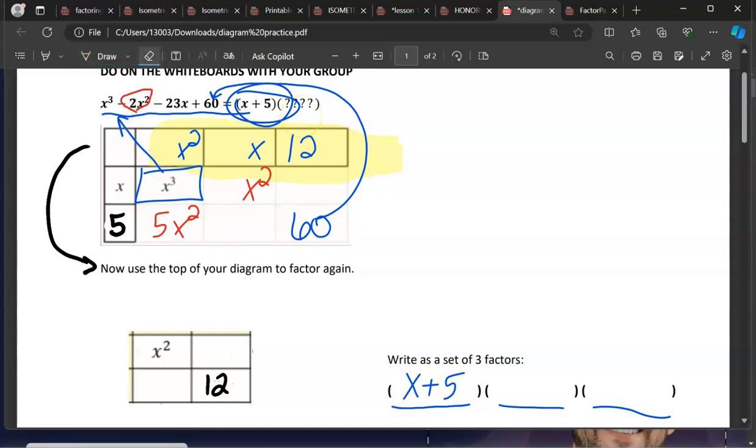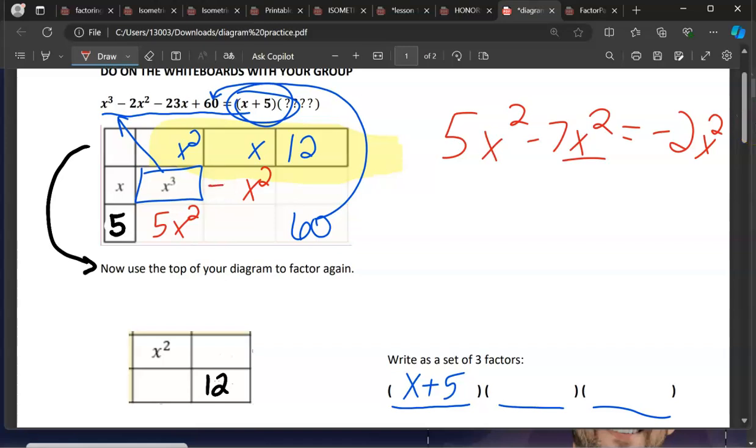Sorry, negative 2x squared. So how do I get there? Well, I have 5x squared, and then I'm going to include probably a subtraction, because I need to get to negative 2x squared. Okay, well, 5 minus 7x squared gets me my answer. So I really need negative 7x squared in this box. If I do that, I combine them together to get negative 2x squared. Well, that has pretty much just set this top middle box.